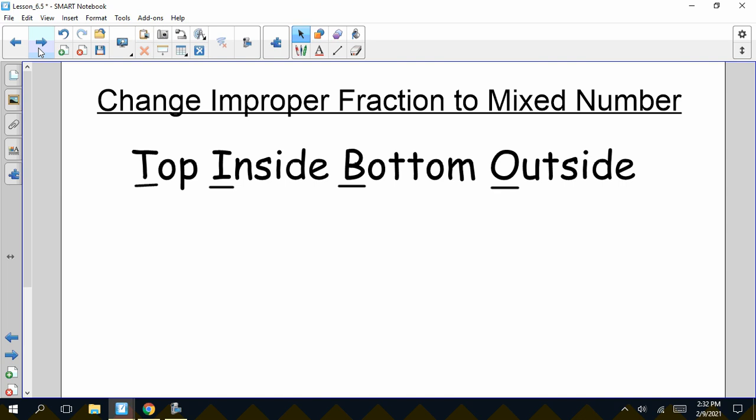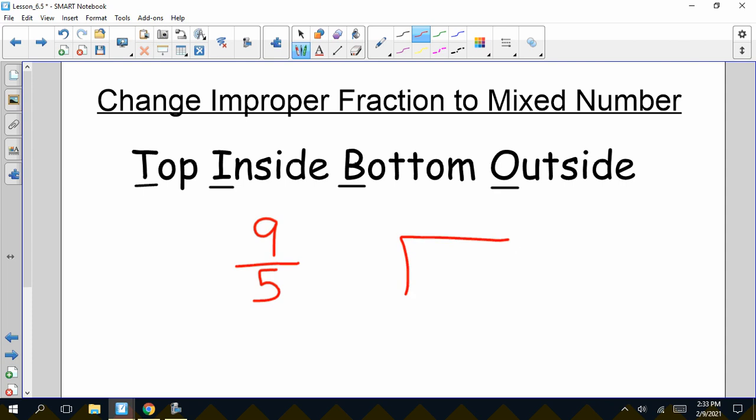If we get an improper fraction, we need to change that to a mixed number by using what I said, TIBO, which means take the top number and put it on the inside, and then take the bottom number outside. So an example of this would be if we had the fraction 9/5. That's an improper fraction because the top is larger than the bottom. So to change that, we're going to divide that fraction.